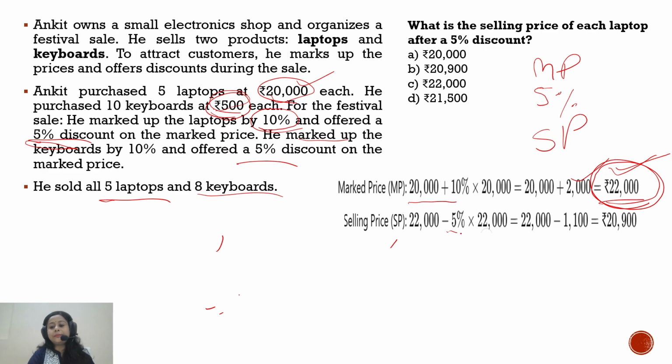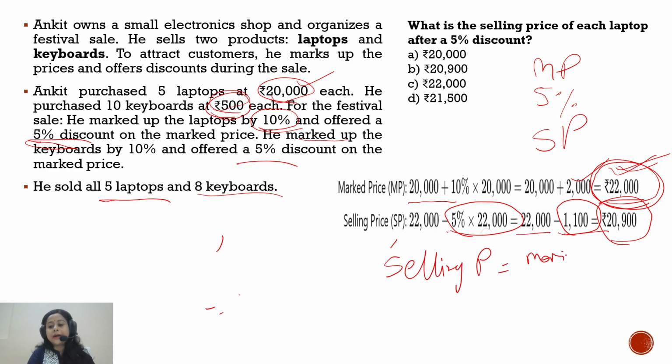So the discount amount is 1100. You can see 5% of 22,000 is 1100. And if you subtract this 1100 from 22,000, that is the marked up price, you will get the selling price. So this is the formula. To get selling price, the formula is marked price minus discount amount. We already know this formula. So marked price minus discount is selling price, which is 20,900. So the answer will be B.